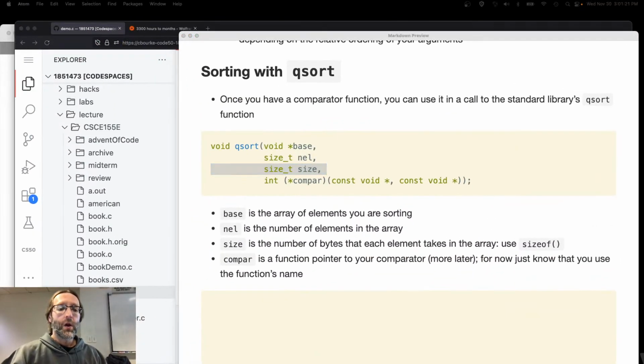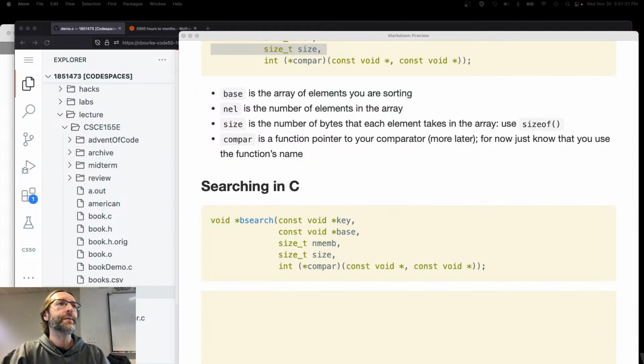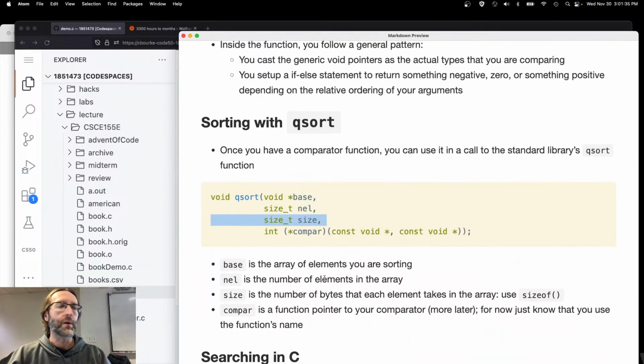Well, we can go ahead and sort in C now. What about searching in C? There's a binary search implementation called bsearch. It looks very much like quicksort over here.